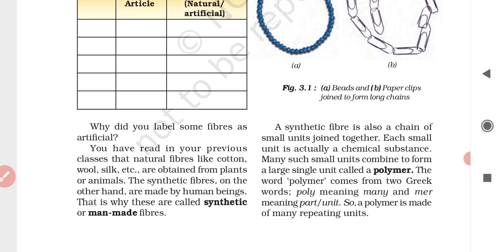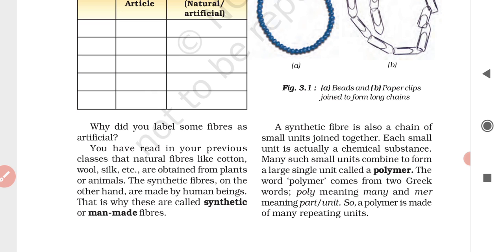So why did we label some fibers as artificial here? Because the properties of natural fibers are very different from those of artificial fibers. Natural fibers are obtained from plants and animals, like cotton, flax, jute, wool, and silk. Cotton, flax and jute fibers are obtained from plants, whereas wool and silk are obtained from animals. And synthetic fibers are made by human beings, like for example rayon, nylon, polyester and acrylic. These are all synthetic fibers.